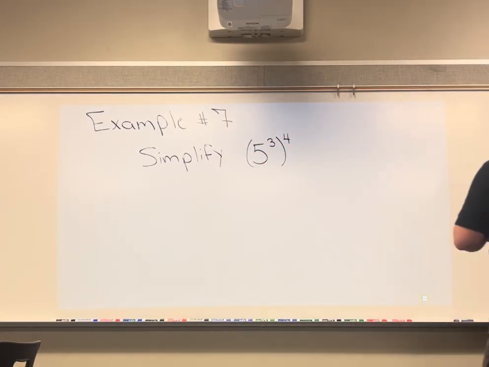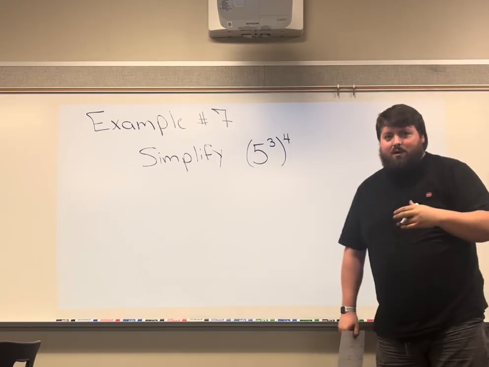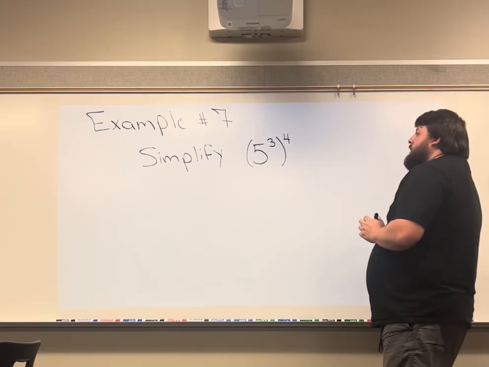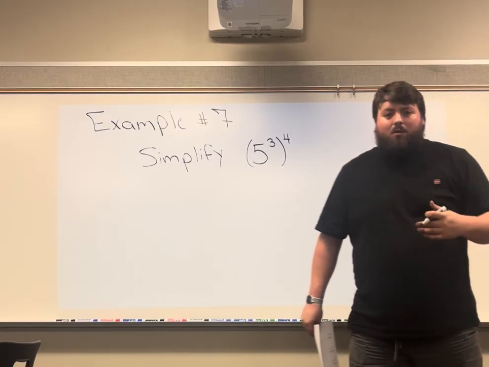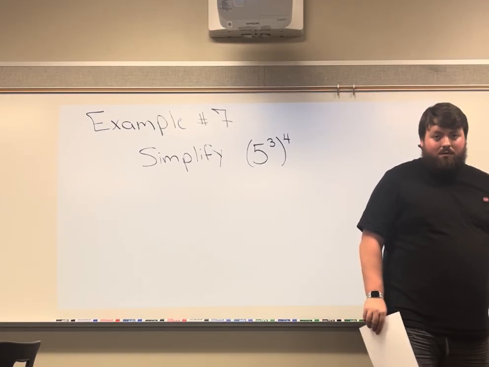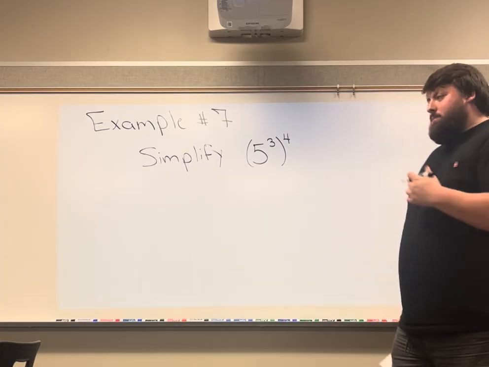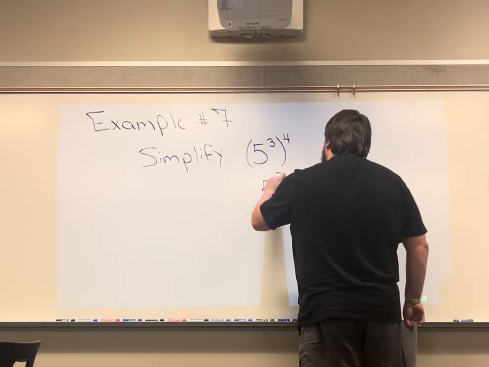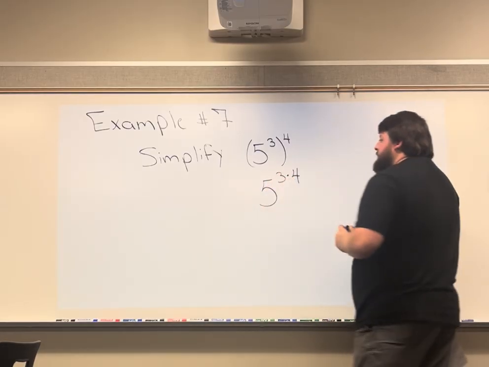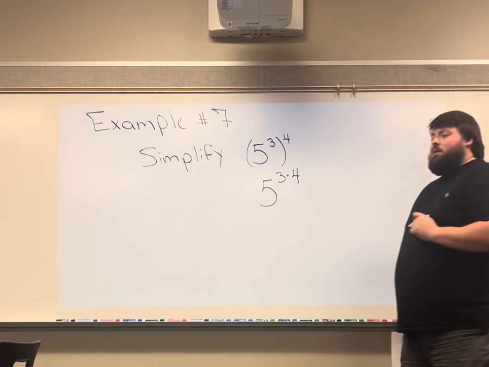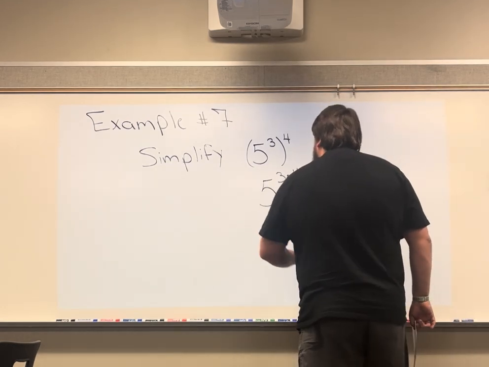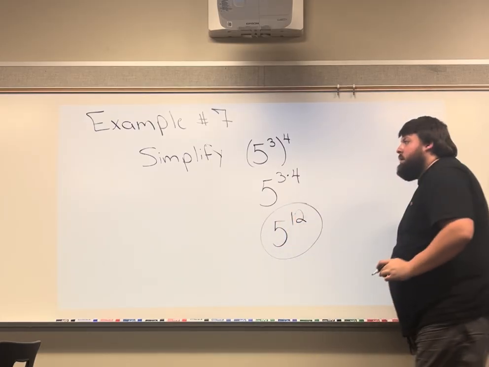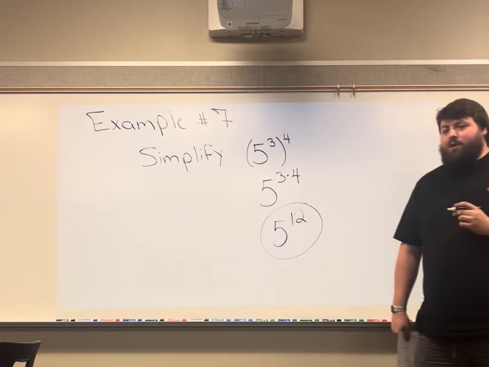I have 5 to the 3rd to the 4th, so I'm taking 5 to the 3rd to the 4th power. Remember, if we're taking the power of a power, we multiply our exponents. So here I'm going to take 5 to the 3 times 4, which is going to give me 5 to the 12th. 5 to the 12th.